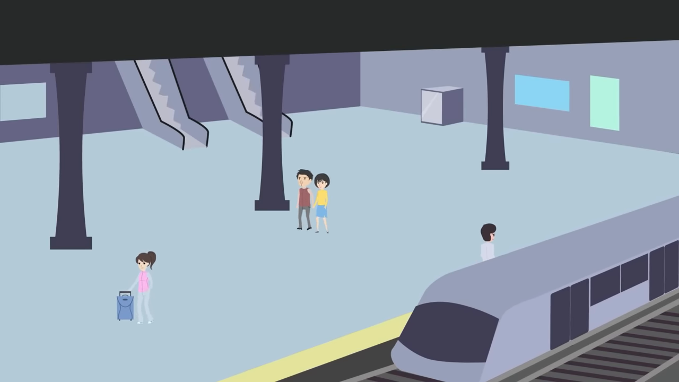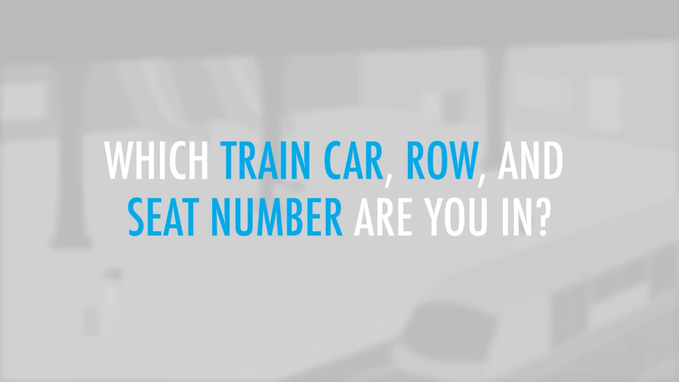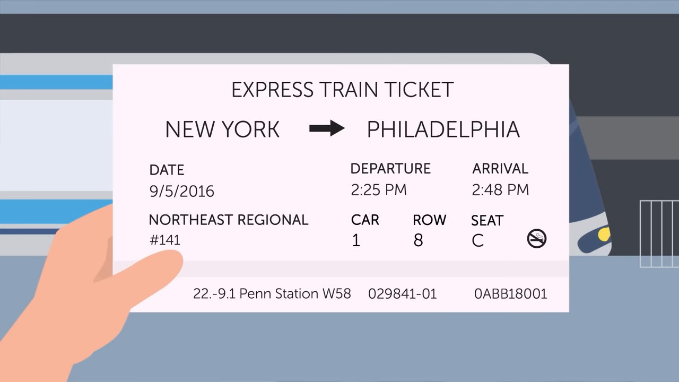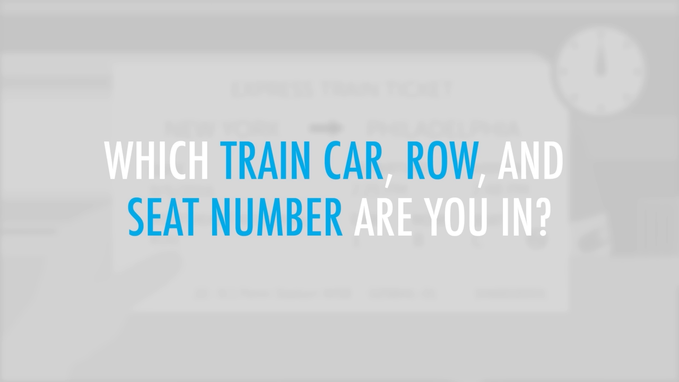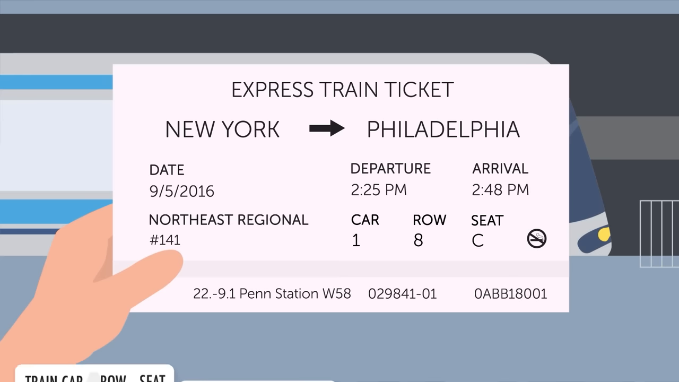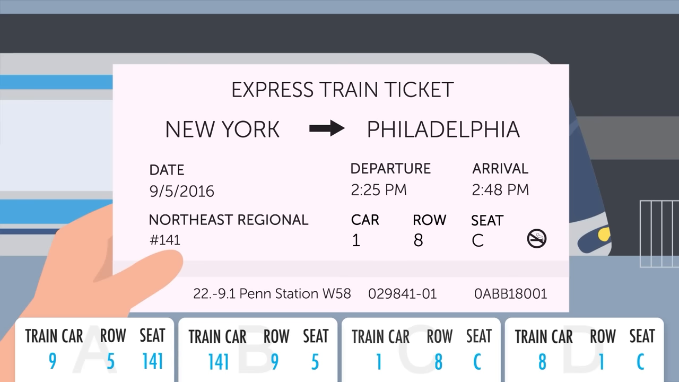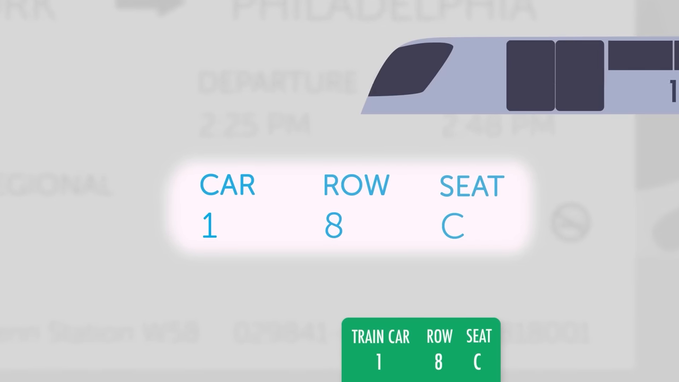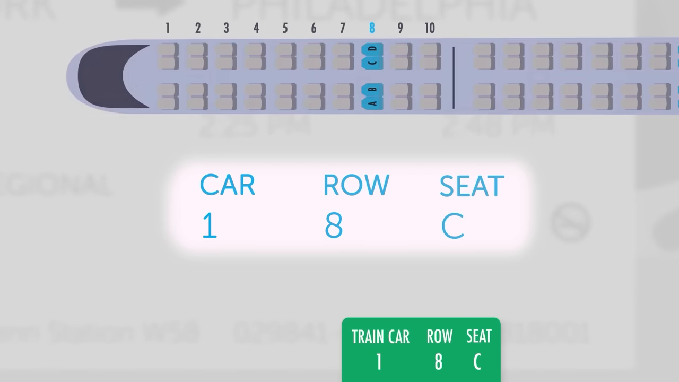You are at a train station where you've just bought an express ticket. Which train car, row, and seat number are you in? The ticket says that you're in train car number 1 in the 8th row in seat C.